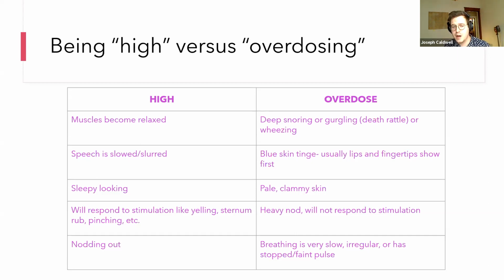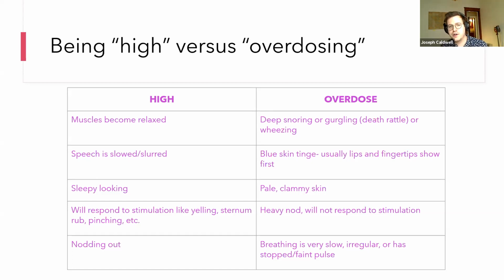Another thing that is really common is nodding out, but it is really hard sometimes to determine if somebody's just nodding out or if they're going in and out of consciousness. So I think being with somebody to observe those symptoms and experiences is really essential.